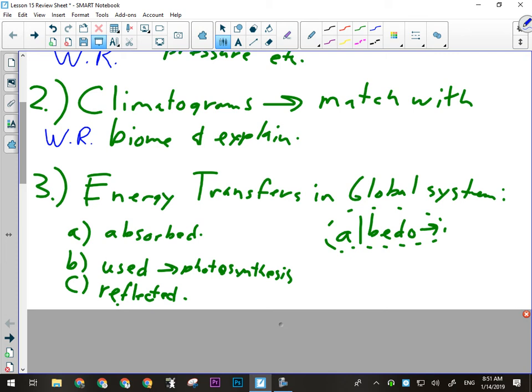All right, so when we talked about energy transfers in global systems, the first thing we said was that the three fates for light when it strikes the Earth's surface is that it could be absorbed. If it's absorbed, then there'll be a change in temperature. It could be used or converted by photosynthesis, meaning there's got to be plants around. And it could be reflected. And how much of these things happens is affected by that.